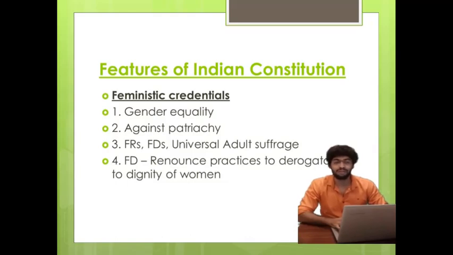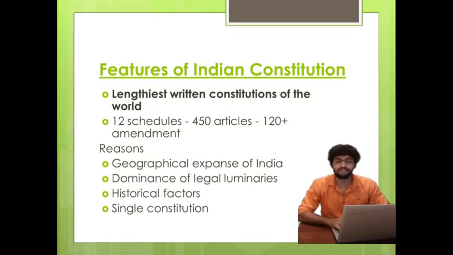However, in the Indian context, the Indian Constitution granted equal rights and universal adult suffrage at the stroke of midnight. Now let's have a look at the objective or the factual features of the Indian Constitution. The Indian Constitution is one of the lengthiest written constitutions of the world. It has 12 schedules, 450 articles, and it has undergone more than 120 amendments.